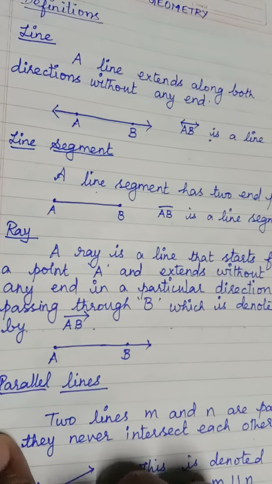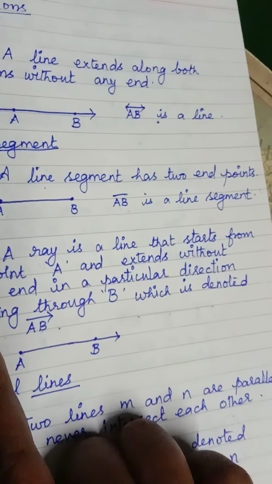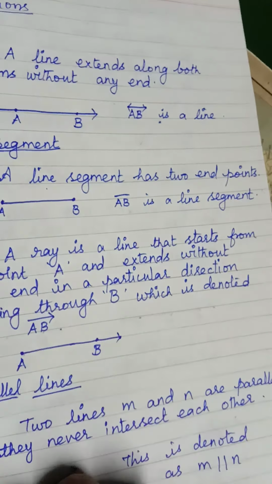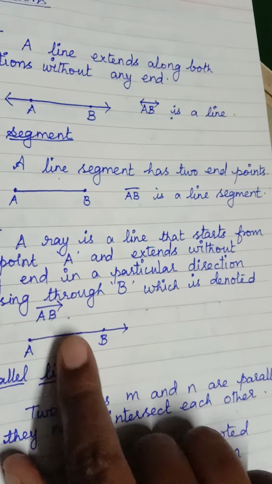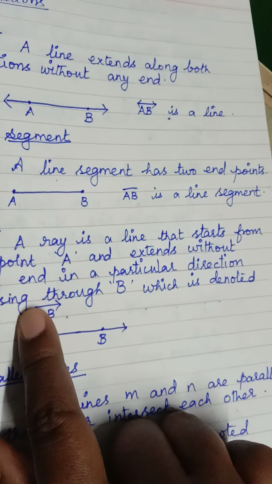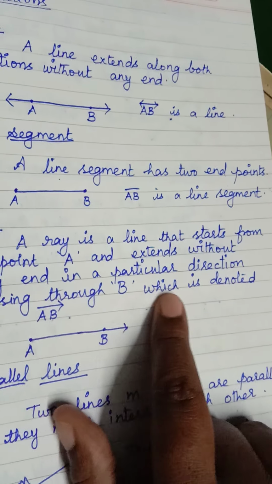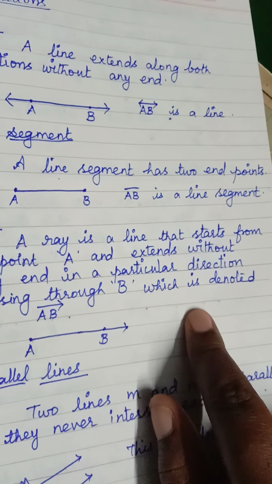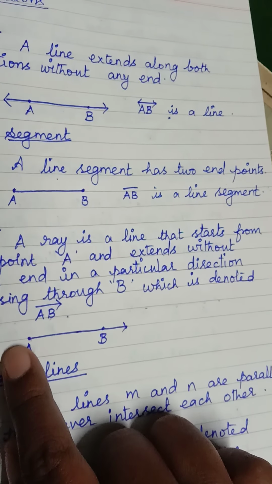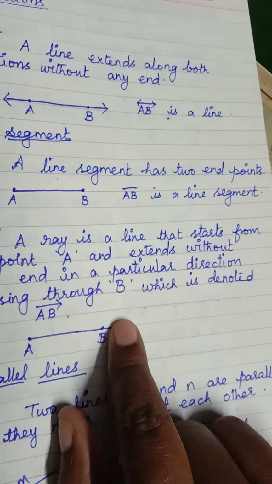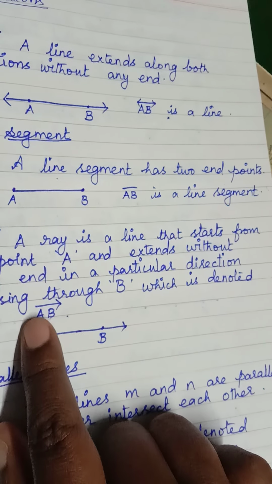Next, what is a ray? A ray is a line that starts from a point A and extends without any end in a particular direction passing through B, which is denoted by AB. See the top there? One side it has an end, and the other side there is an arrow mark. So this side it can be extended. From this point you can extend this side or this side. Like that, one side there will be an end point and another side you can extend as far as possible. And this is AB. We denote it by the symbol AB.